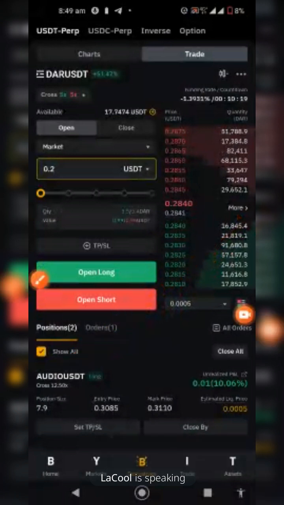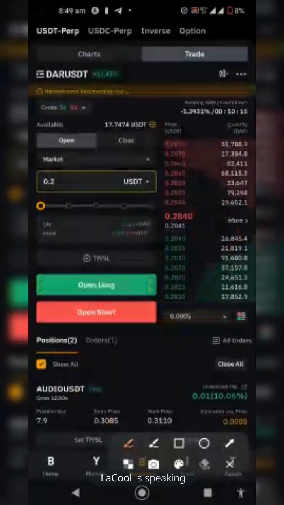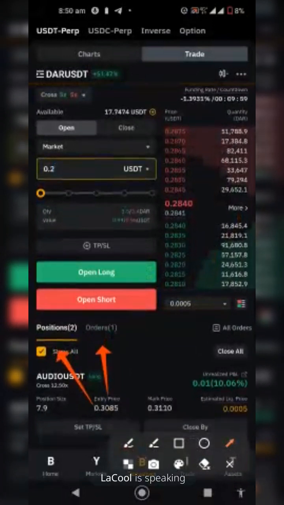Okay, let me explain this first. The moment you click, it will come to this position to show that the market has started already. But if you use that limit order I told you earlier, it will come to this order. Position there means a trade that is running. Then order here means a trade where you used a limit order, that's a pending trade, a trade that has not picked up yet. The moment it picks up from this order, it will automatically shift to positions.